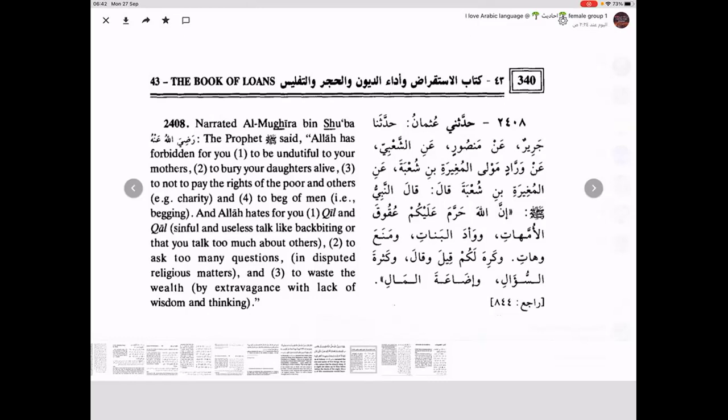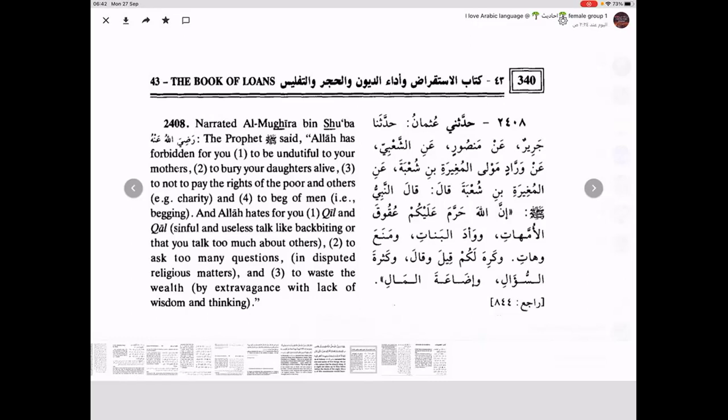Okay. What is the third point here? Third point: not to pay the rights of the poor. You should give charity, help the poor, and pay your zakah. Not to ask of men, but to ask of Allah.